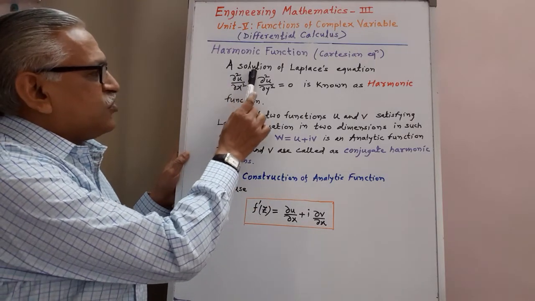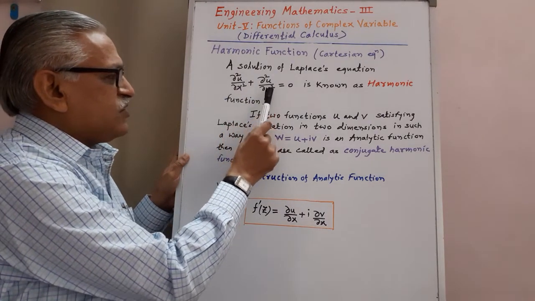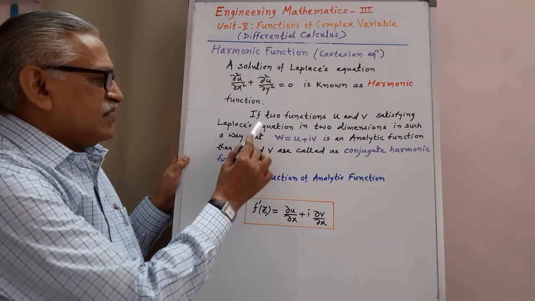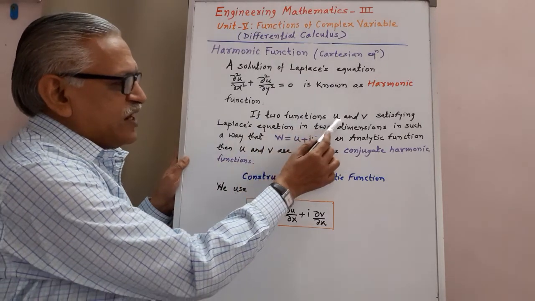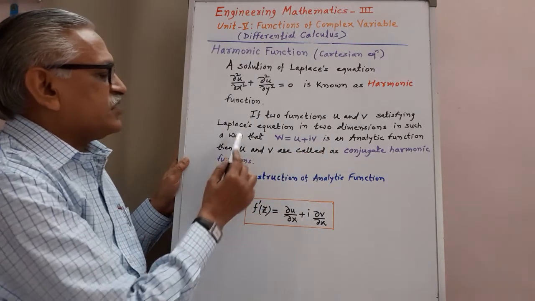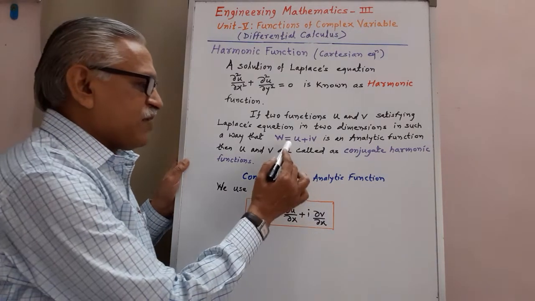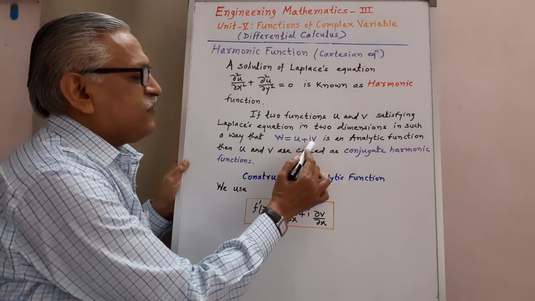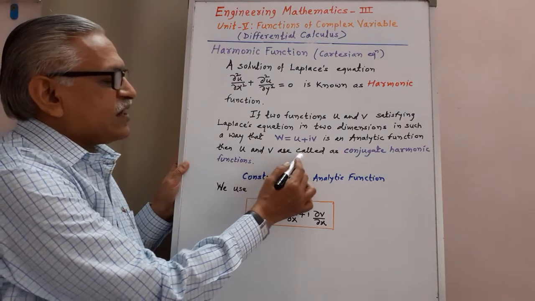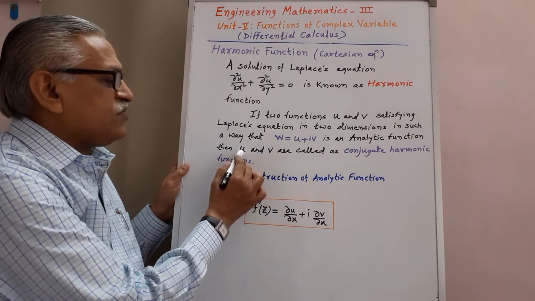Once again I will repeat, a solution of Laplace equation ∂²u/∂x² + ∂²u/∂y² = 0 is known as harmonic function. If two functions u and v satisfy this Laplace equation in two dimensions in such a way that w = u + iv, the general form of a function of a complex variable, is an analytic function, then u and v are called conjugate harmonic functions. u is a conjugate of v and v is a conjugate of u.